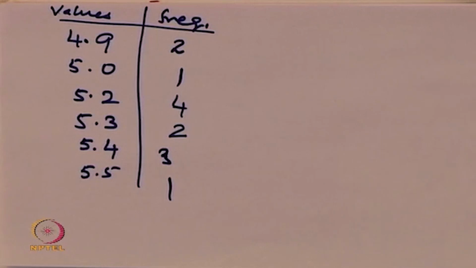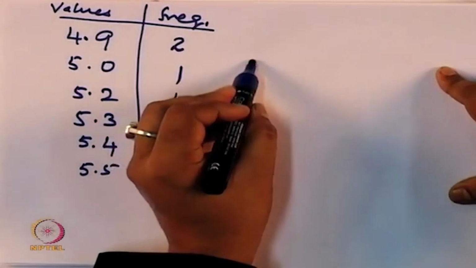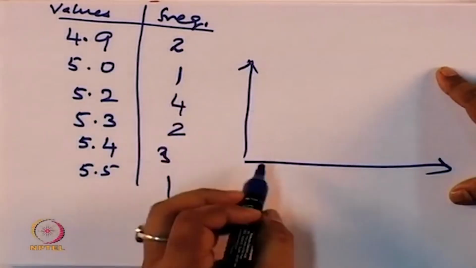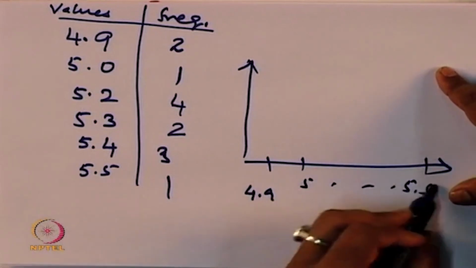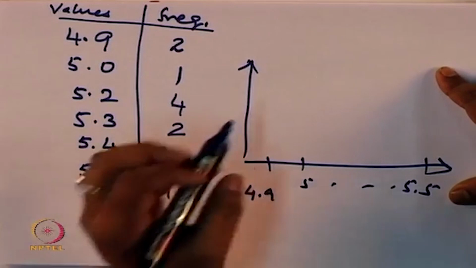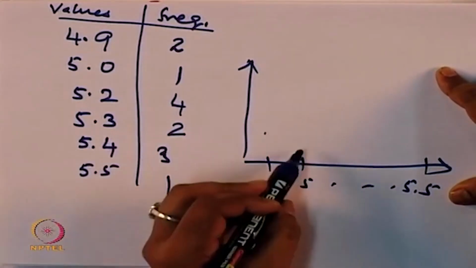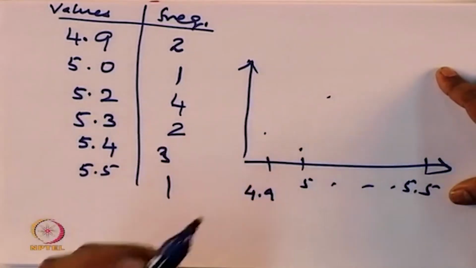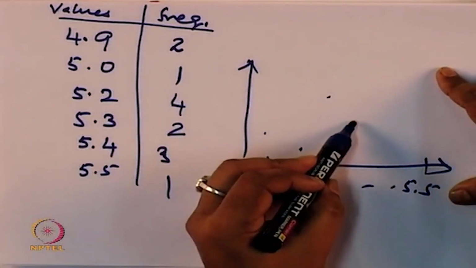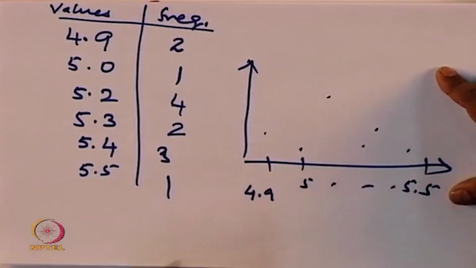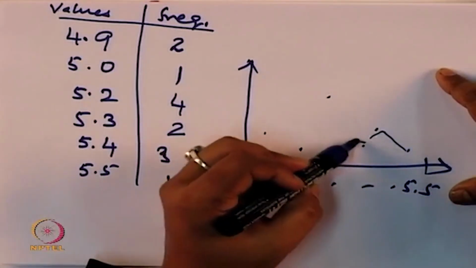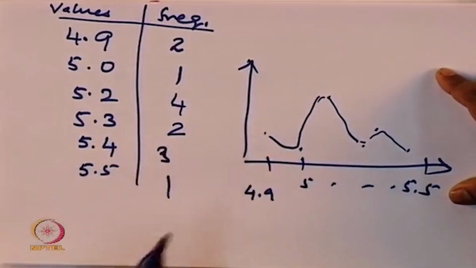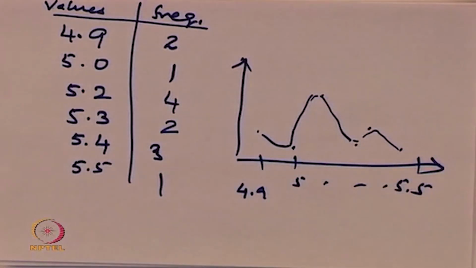So, the very fact that I have converted this into a frequency plot would mean that eventually you would plot this data as a histogram. So, these are your individual values 4.9, 5, and so on. This is your 5.5 value, and this is 2, 1, then I have a maximum of 4, then I have 2, 3, 1. So, if I were to connect these data, my curve would look something like this. So, the histogram looks something like this.